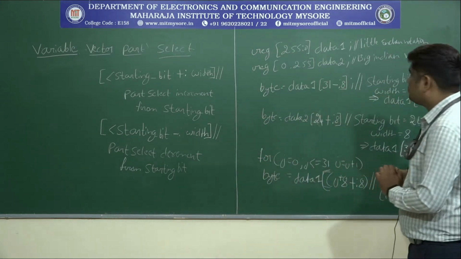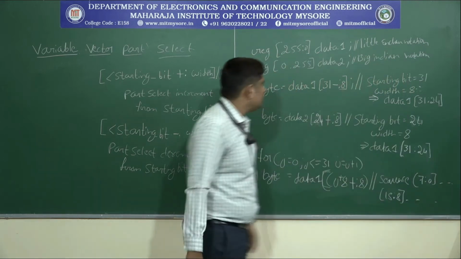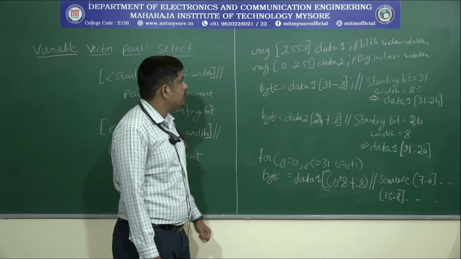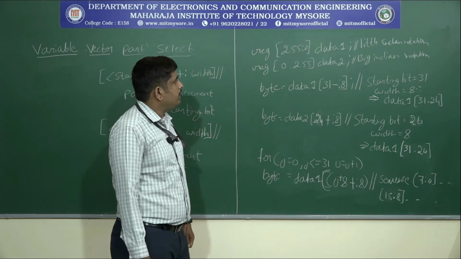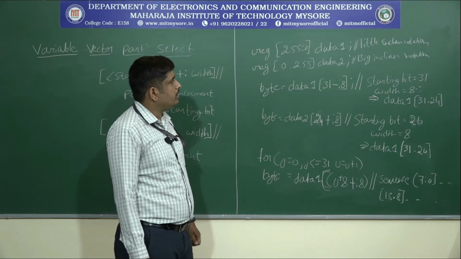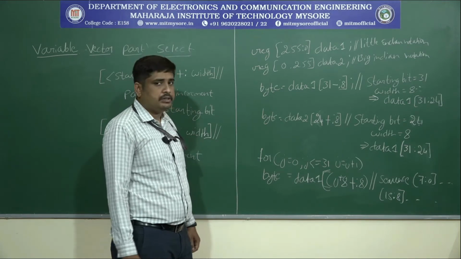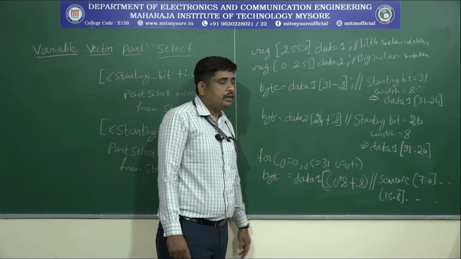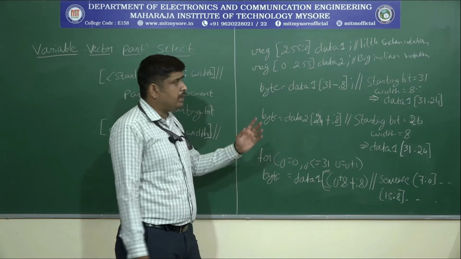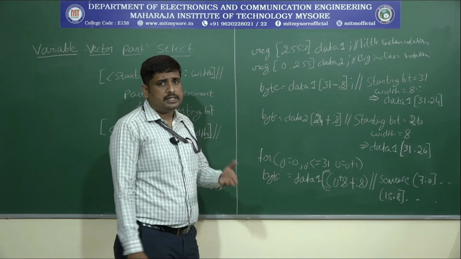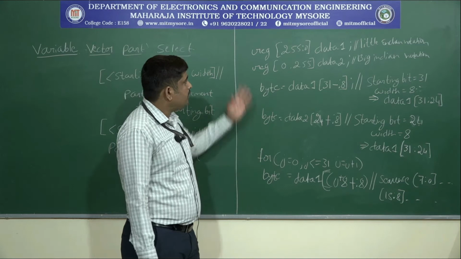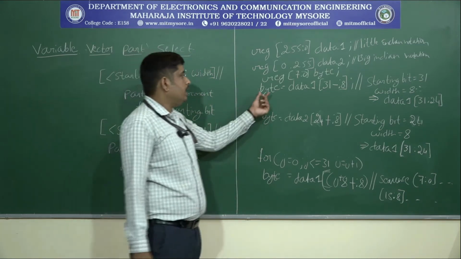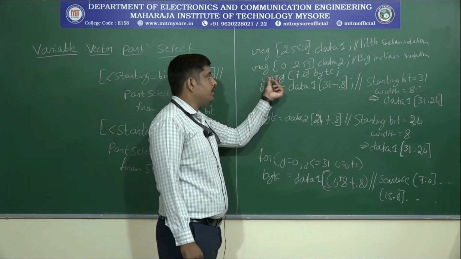So these are the examples for variable vector part select. First, we have to consider some registers. What are the registers we have to consider here? Register [255 down to 0] data1, we call it little endian notation. Then [0 to 255] data2, we call it big endian notation. Both little endian and big endian notation you already studied in the first-year subject. Then take the register as an example.